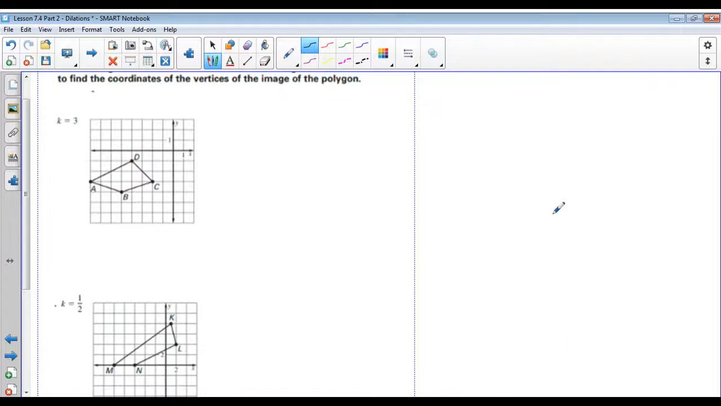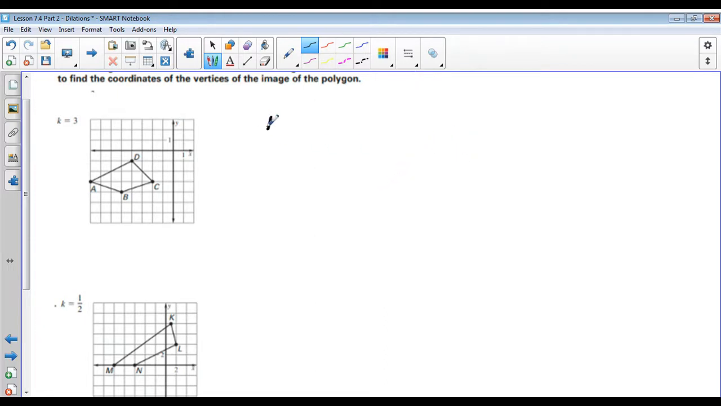Hi everybody, hopefully you got a chance to try out these problems just to see how you're doing with everything. So remember, my hint was before that you wanted to first figure out what the ordered pairs are for the original images, and then use K, which is your scale factor, to help you to figure out what the new coordinates would be of each one of the vertices.